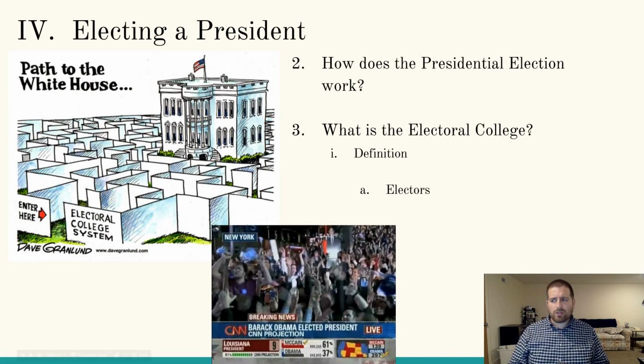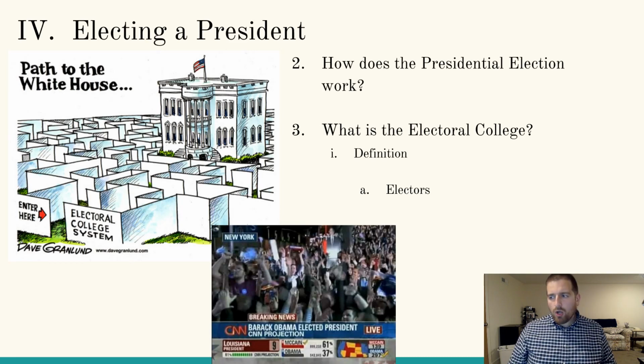So how does the presidential election work? Well, the winner of the presidential election is the individual who receives the majority of electoral votes from the Electoral College, the majority being 270 votes or more. So if that's the case, we need to understand what the Electoral College is. The Electoral College is a group of 538 voters from all 50 states and Washington, D.C. They are the ones that cast the official votes for president and vice president. These 538 voters are known as electors.